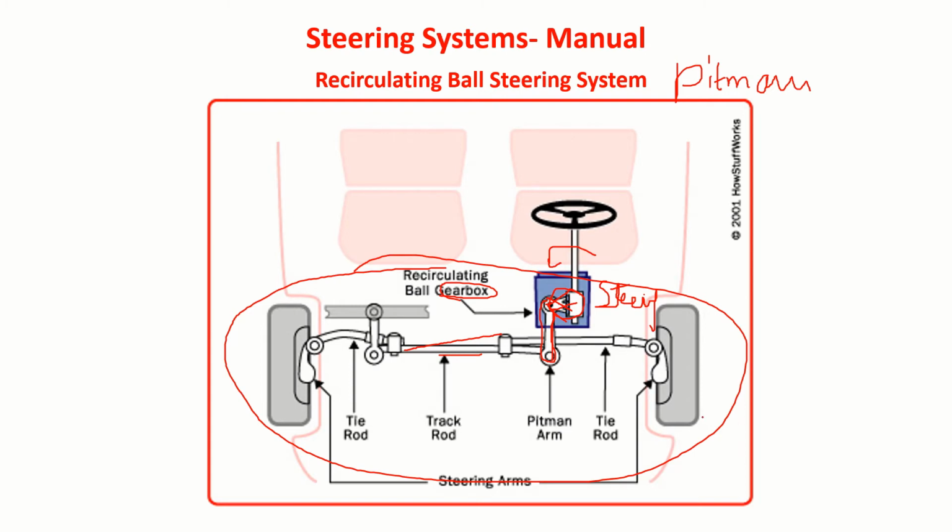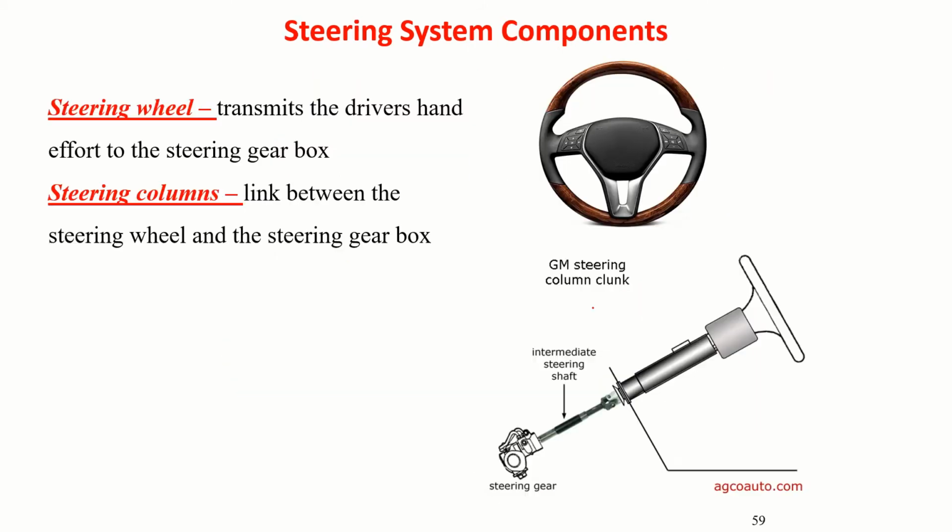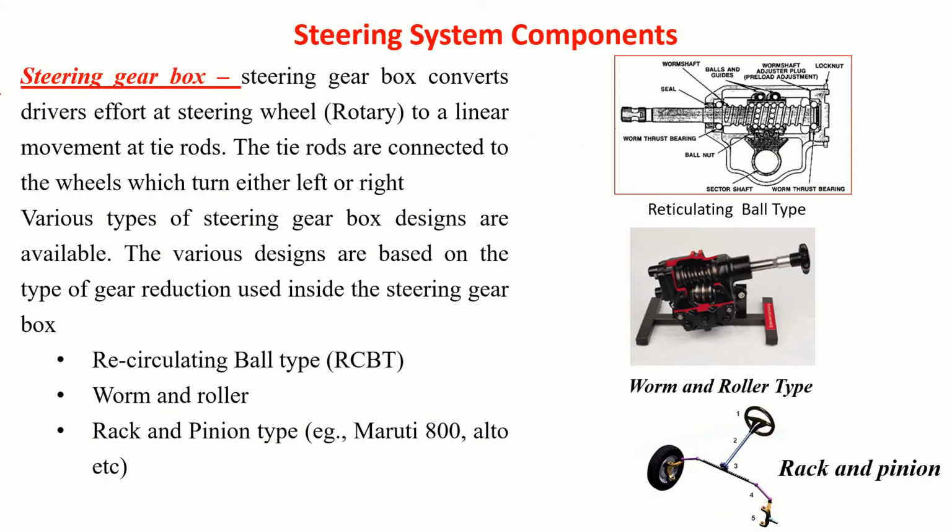Okay, so how exactly does this work? I'll just explain this with a video. As I mentioned earlier, the steering components are: there is a steering wheel, then there is a steering column. Then you have the steering gearbox. This is what I call the recirculating ball type.